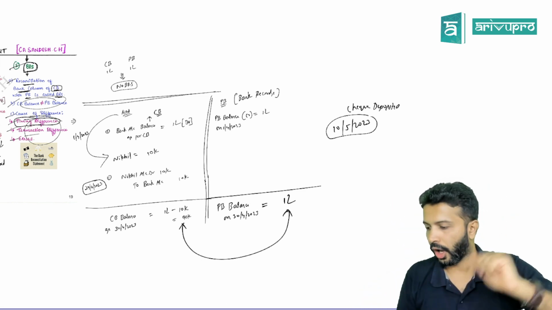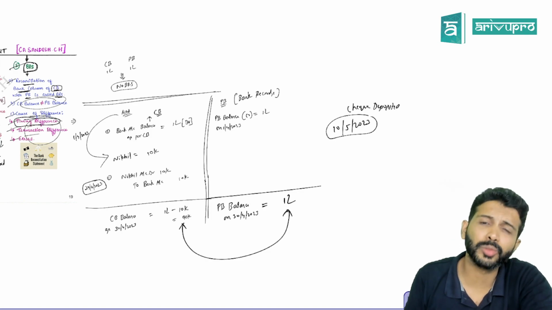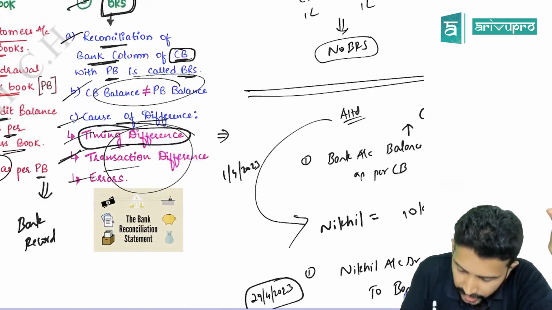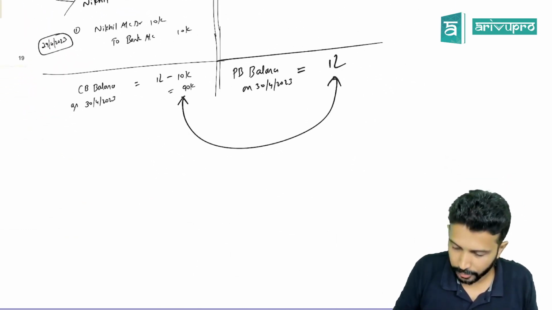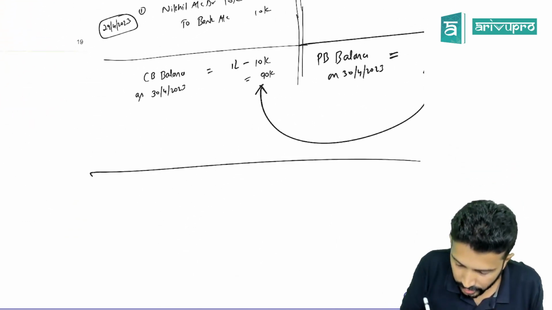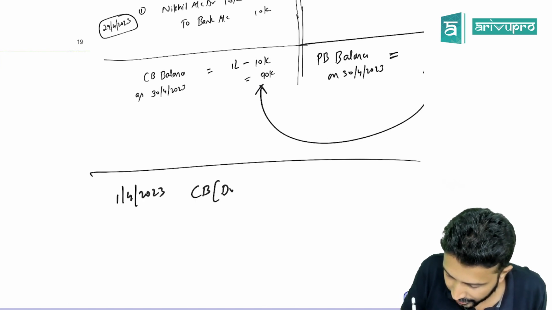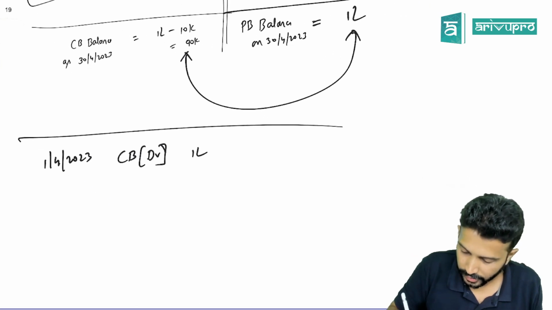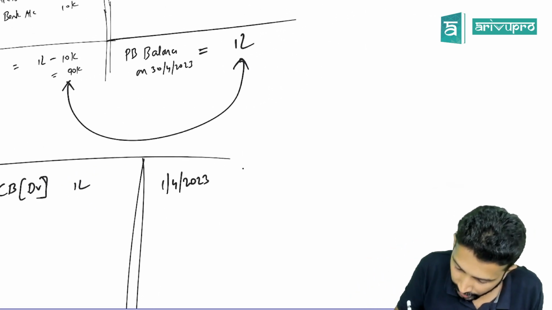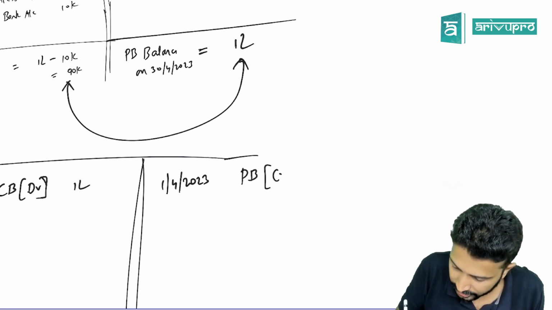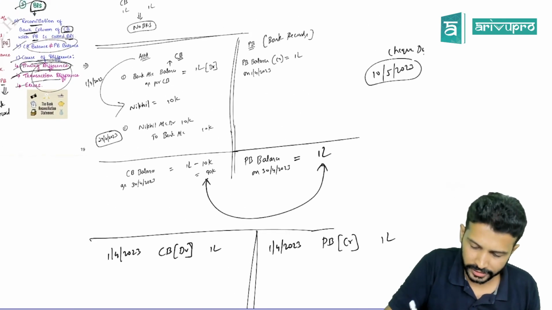Okay, awesome. All right. What is the second kind of difference I said? One is the timing difference. Second one is what? Transaction difference. Okay, check here. Let's follow it up, or maybe I'll use the same example. On 1st April 2023, the cash book has a debit balance. How much value? 1 lakh. Let's say on the same day, 1st April 2023, the passbook will have a debit balance or credit balance? Credit balance. Let's say 1 lakh only. Starting May, there is no difference. Okay, don't relate this. This example is over.